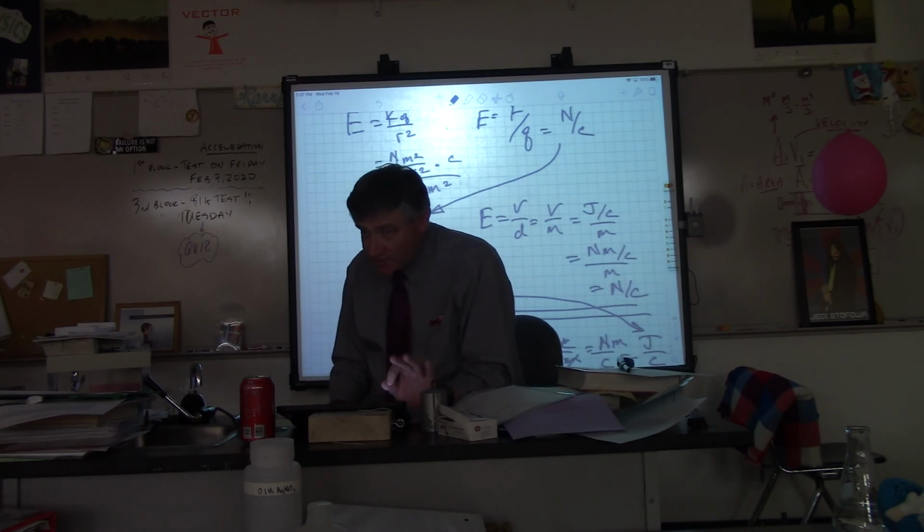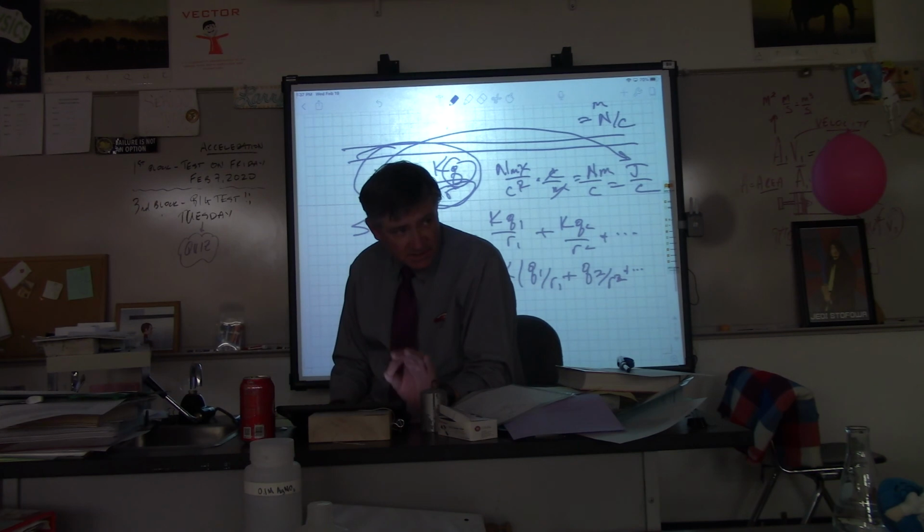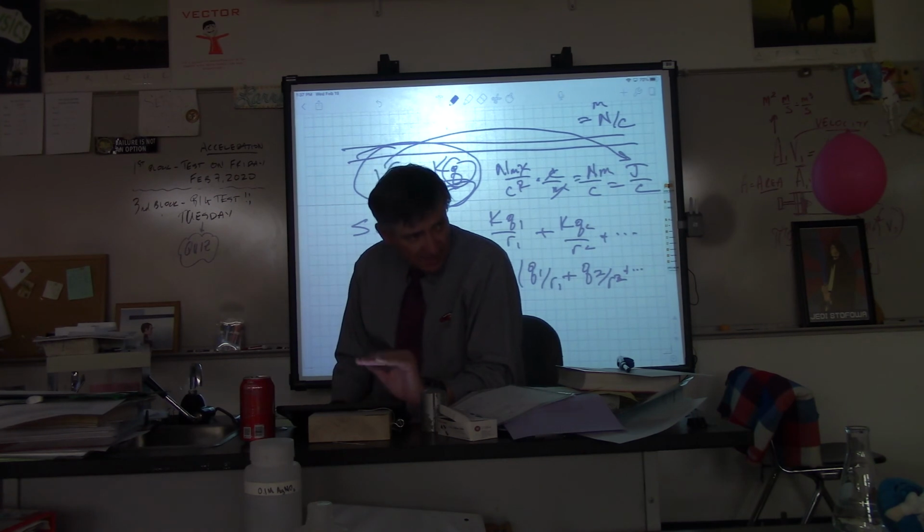Your electric field is KQ over R squared. Your voltage is KQ over R. You're going to get completely different results, mainly because one's going to be like a squared function, the other one's just going to be like an inverse function. So they have completely different things.